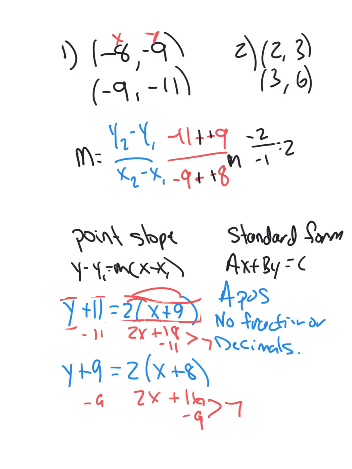So, but your answer is in blue. That's what you type in. That's point slope form, or the other blue answer. Both would be accepted, either one.